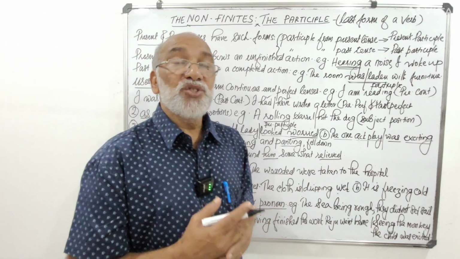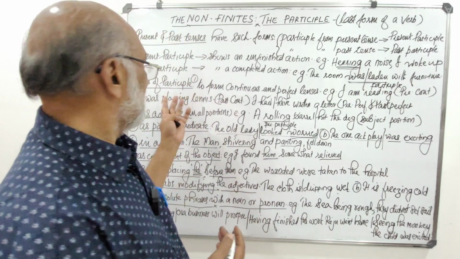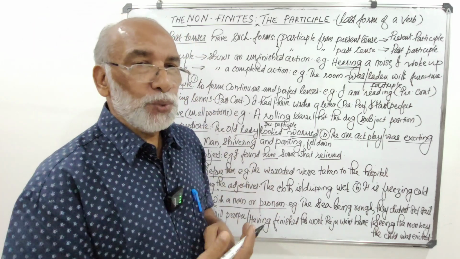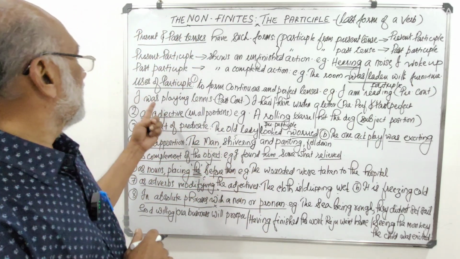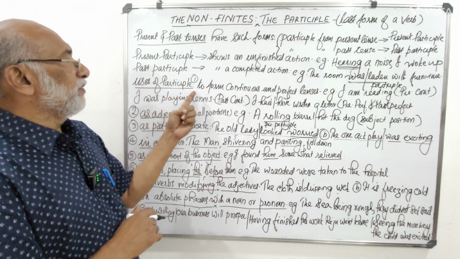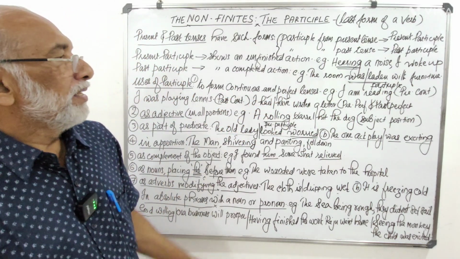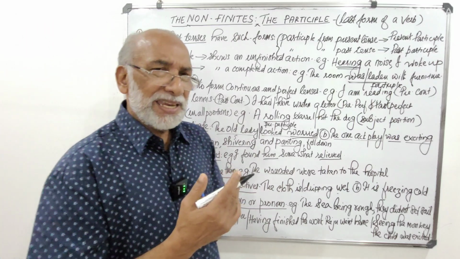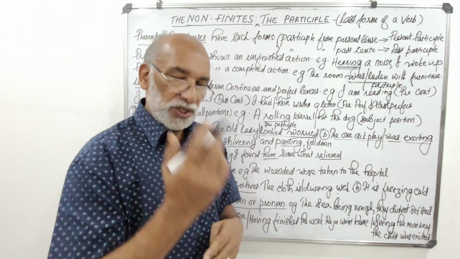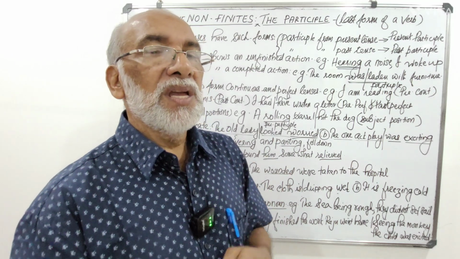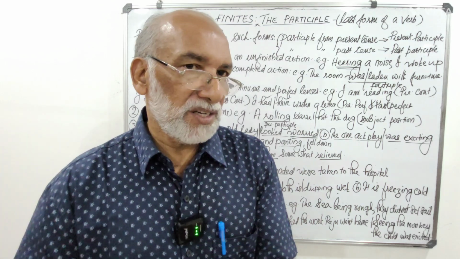And now let's come to the uses of the participle in general. I have enlisted some 8 uses. Let's consider them one by one. Uses of participle. 1. To form continuous and perfect tenses. That means participles can be used to form all the continuous tenses: present continuous, past continuous, future continuous, then present perfect continuous, past perfect continuous, future perfect continuous tense.